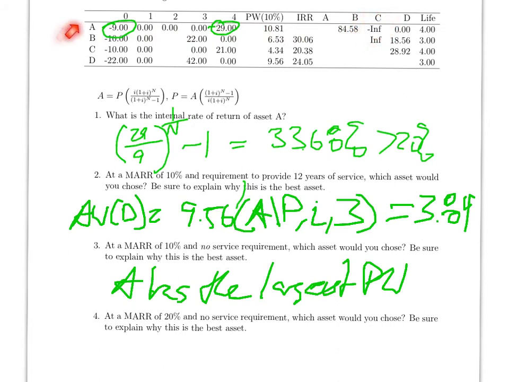So C gets knocked out, we stick with A, and then we see if we should upgrade from A to B. And we check this A to B increment, and we go, oh, it's a good idea, 84.58%, which is bigger than 20, so we throw A away, upgrade to B, now check the B to D increment. Now if you check the B to D increment right there, it's only 18.56%. Oh no, we're supposed to stick with B and not upgrade to D.